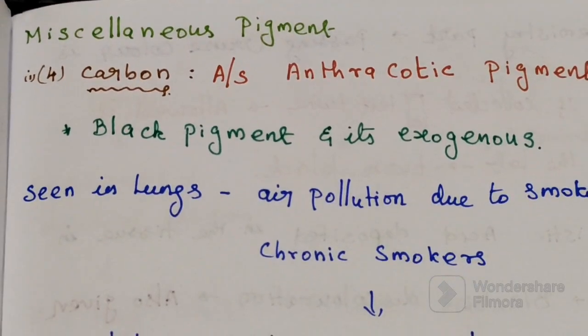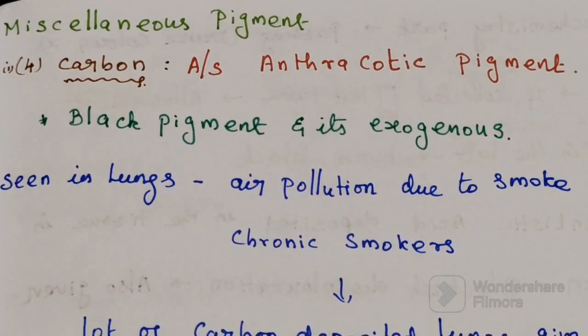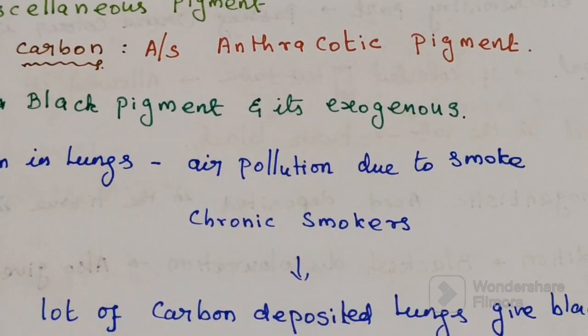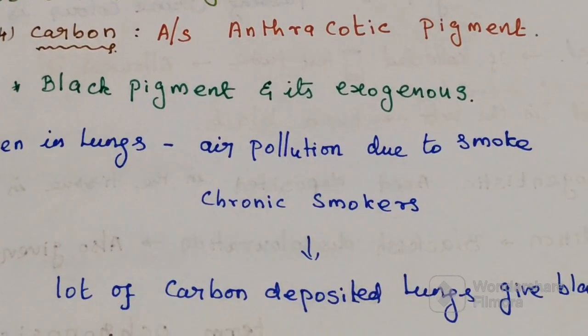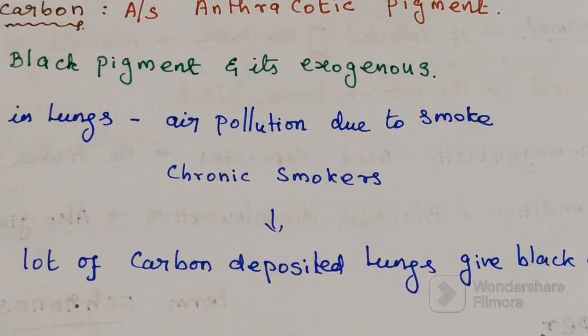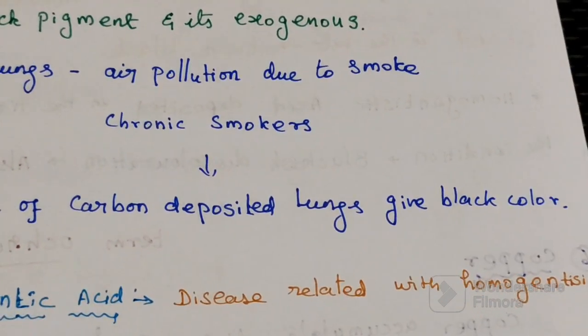sometimes seen in lungs. Air pollution due to smoke. In people who are chronic smokers, a lot of carbon is deposited in the lungs, which gives the black color. Carbon is also known as anthracotic pigment.